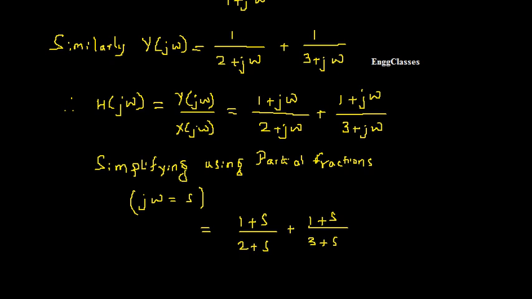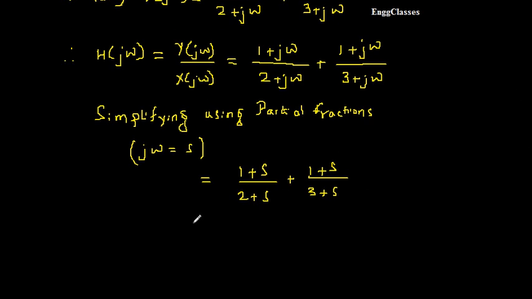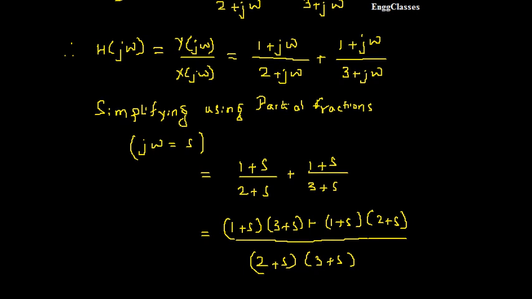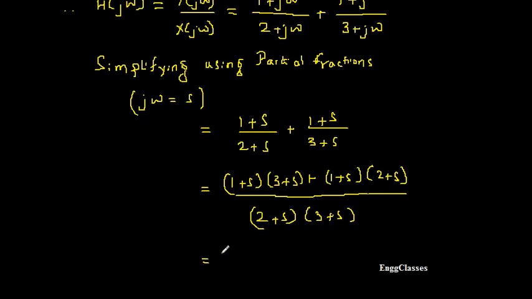Is that okay? So next task is I'll take the LCM and multiply them. I'm going to get (1 plus s) into bracket (3 plus s) plus (1 plus s) multiplied with (2 plus s). And what I have in the denominator? I have (2 plus s) into (3 plus s) as the LCM. So now just try to reduce this further. I need to multiply all the terms.